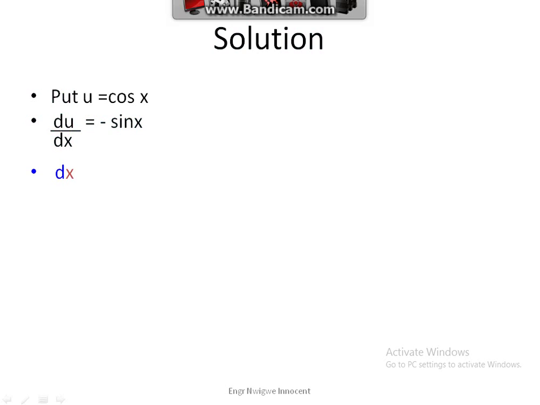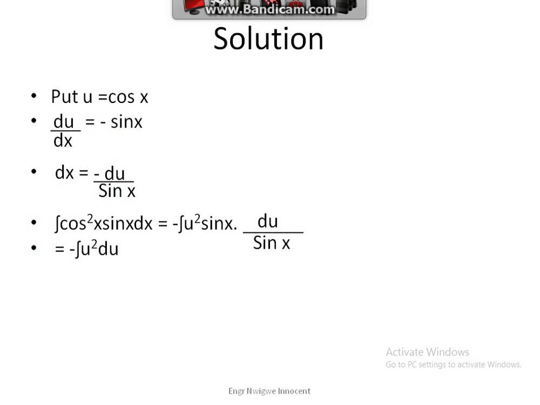Put u equals cos s, du over ds equals minus sin s. So ds equals minus du over sin s. The integral of cos squared s sin s ds equals minus the integral of u squared sin s times du over sin s, which equals minus the integral of u squared du, which equals minus u raised to power 3 over 3 plus c, which now gives us minus cos raised to power 3 s over 3 plus c.